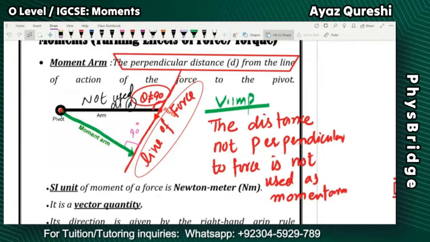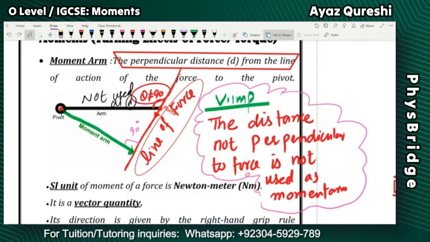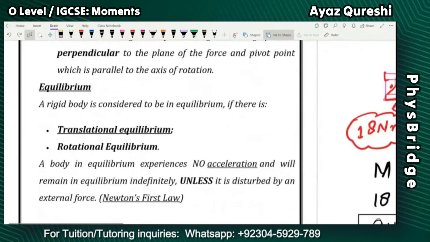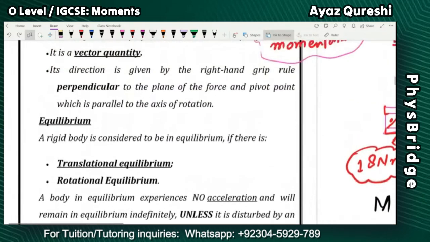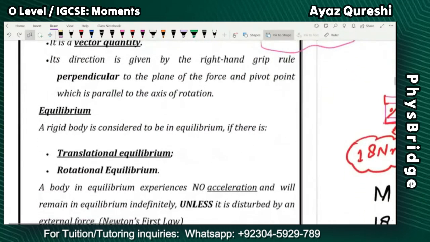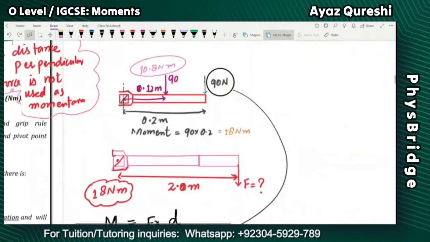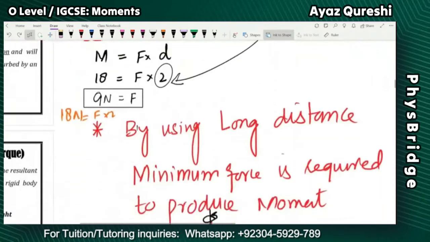A very important point I have discussed with you: whenever you are calculating the moment, don't forget that if the distance is not perpendicular, then that distance will not be used in the moment. Then, it is a vector quantity, I told you. If it is a vector, then it will have a direction, and there are two directions of the moment. One of them is clockwise and the second one is anti-clockwise.